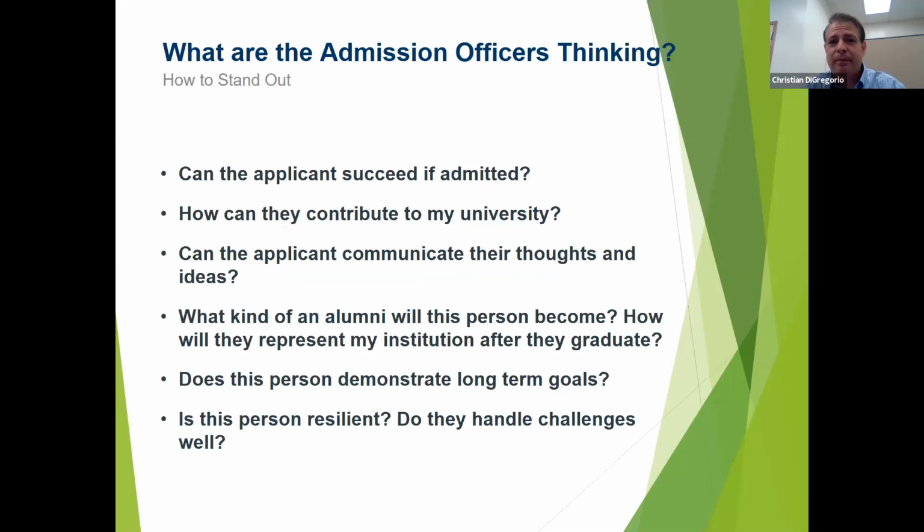All right. So what are admissions officers thinking? What am I thinking? I've been an admissions director. I've sat on many, many admissions committees. As I'm looking at that file, I've got the mark sheets, I've got your test scores, and I have your essay that I've read and made some notes on. And now we're talking about you, the student, in the committee.